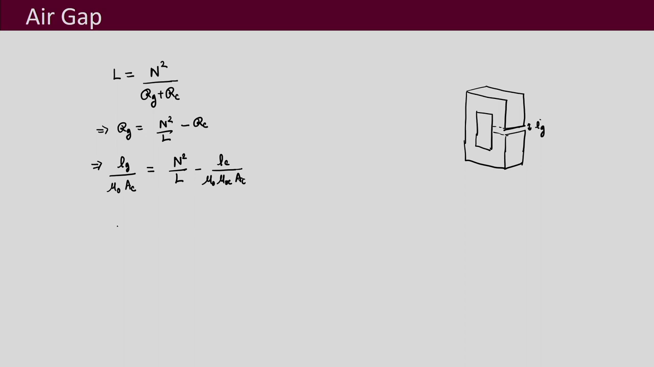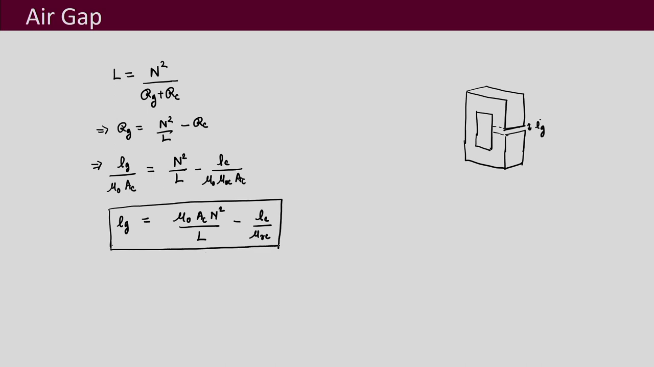From here what you obtain is that this air gap length LG is going to be equal to mu 0 AC times N square by L minus LC by mu RC. This is the equation that you can use for your calculation of air gap. Now here mu 0 is the permeability of free space, that value is known.